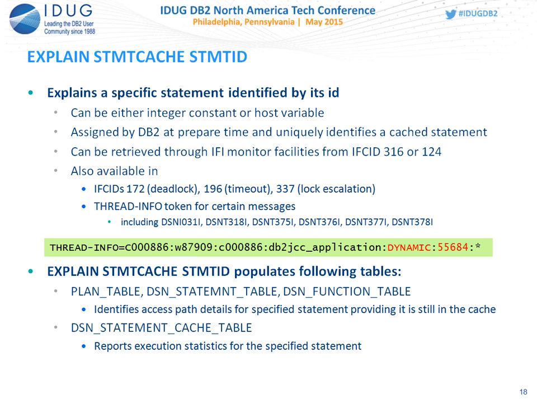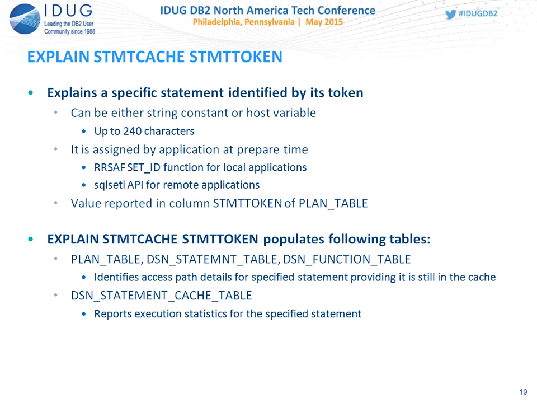And if you do EXPLAIN STMTCACHE STMTID, as well as the stuff we've already got in the statement cache table with stats, then I finally get the plan table and these guys populated. So now I can go through and do some access path analysis or kick it into a tool if I want. Statement token, exact same thing, right? Except it's a token and something that you've done yourself. Yes, ma'am.